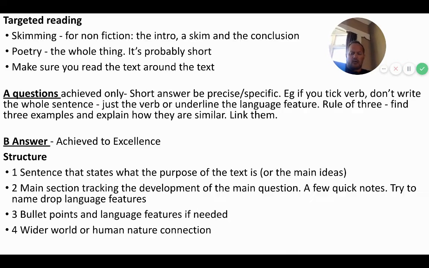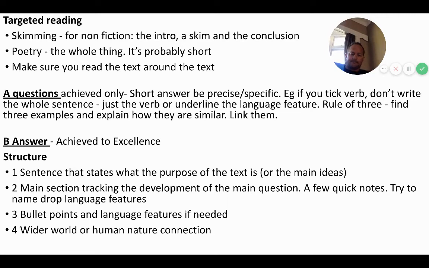Now, a quick couple of words on how to read. This is different for each text type. For non-fiction, skim the intro, skim through the body, and have a decent look at the conclusion. For poetry, read the whole thing. It's probably pretty short. Like I said, make sure you read the text around the text, the footnotes, and any information about where the text is from.